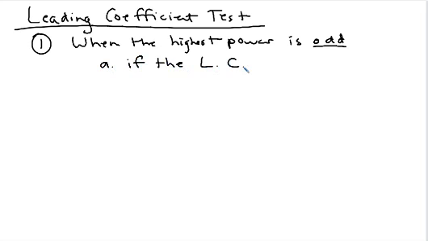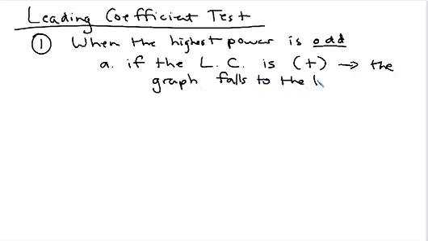if the leading coefficient, I'm just putting LC to save us some time in our notes. If the leading coefficient is positive, then the graph falls to the left and rises to the right. If the leading coefficient is positive, then the graph falls to the left and rises to the right.